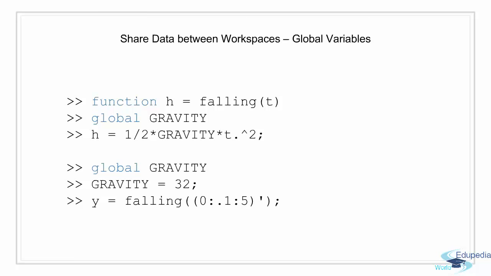We declare global variables using the global keyword. This declaration is necessary before we access them within any particular location. This location can be in any function or through the command line.